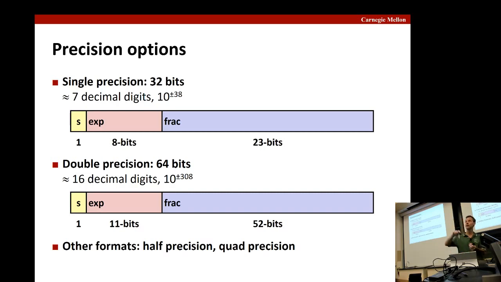Because the exponent controls how big and how small of numbers you can have, right? And the fraction controls how precise your numbers can be. If you have a lot of bits of the fraction, then you can be more precise.